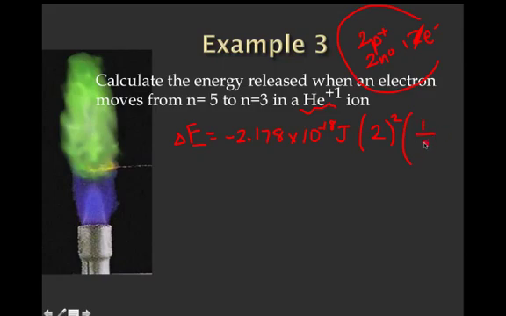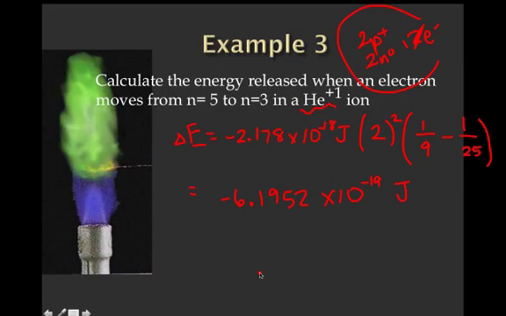And then our final position is a 3, so 3 squared is 9. And our initial position was a 5, and so 5 squared is 25. All right, calculator time. So here's what I got. Negative 6.1952 times 10 to the minus 19 joules. And if we kept 5 sig figs, 1, 2, 3, 4, 5, we just get to keep them all. All right, well that's it.